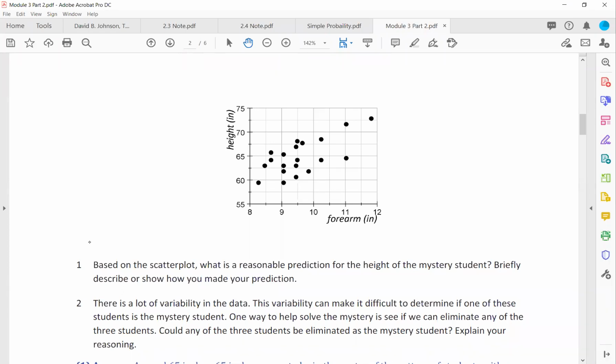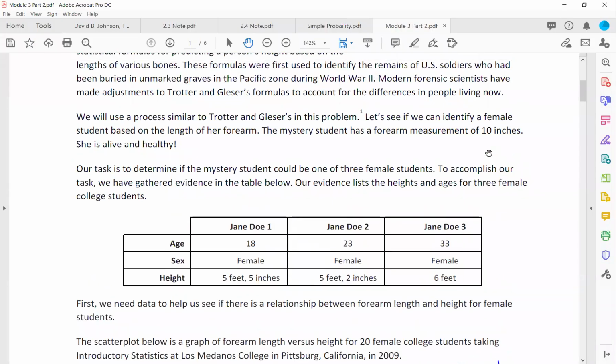This variability can make it difficult to determine if one of these students is the mystery student. One way to help solve the mystery is to see if we can eliminate any of the 3 students. Could any of the 3 students be eliminated as the mystery student? Explain your reasoning. Take a look at the previous page.